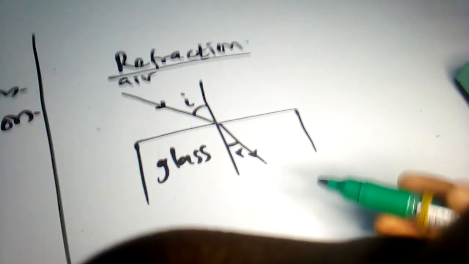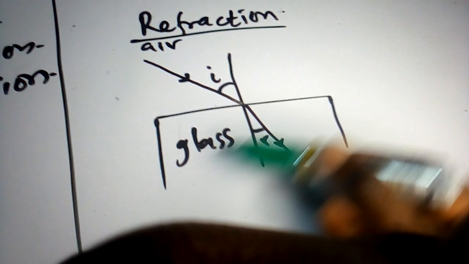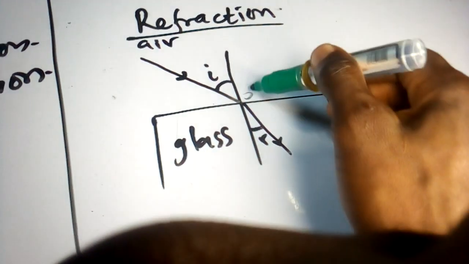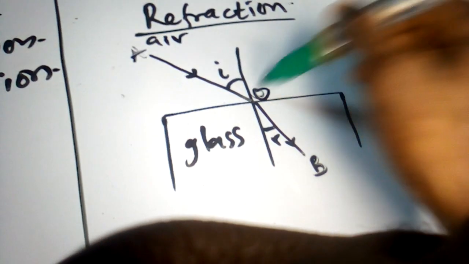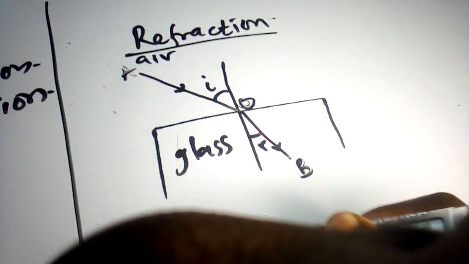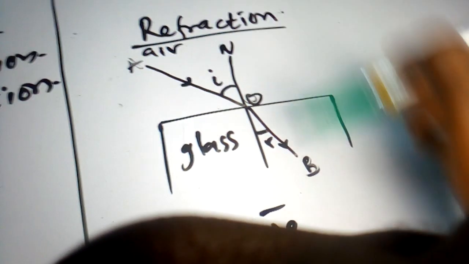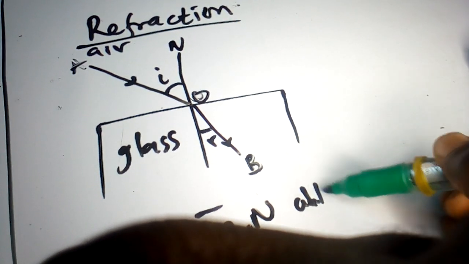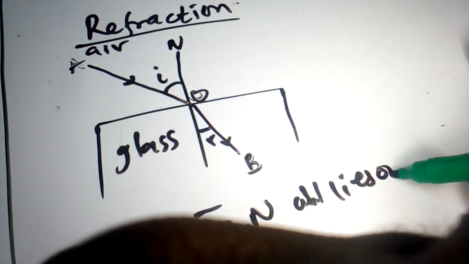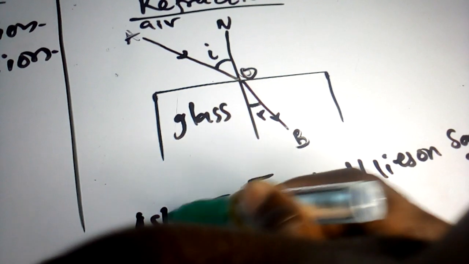So now we have the laws of refraction. Let's say this is A, this is B, and this is O. So OA, OB, and ON all lie on the same plane. That's the first law of refraction.